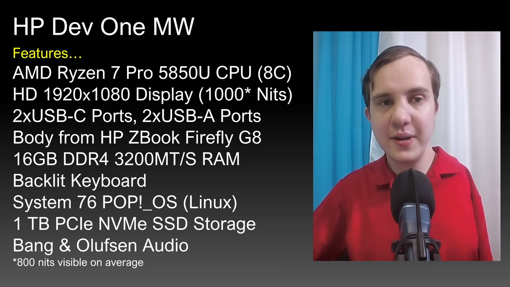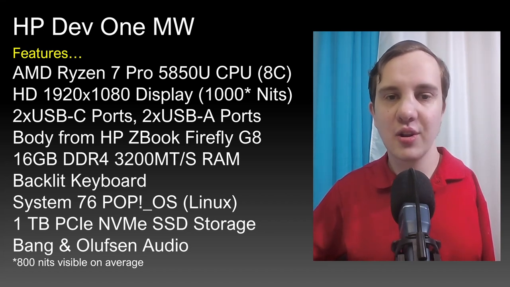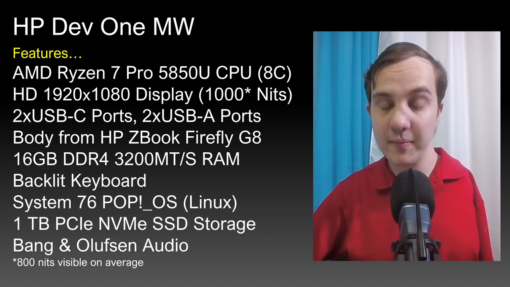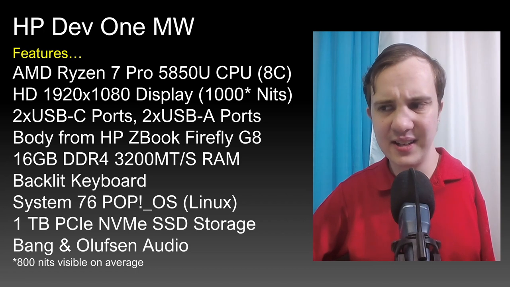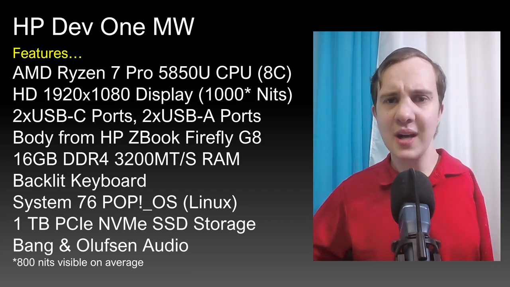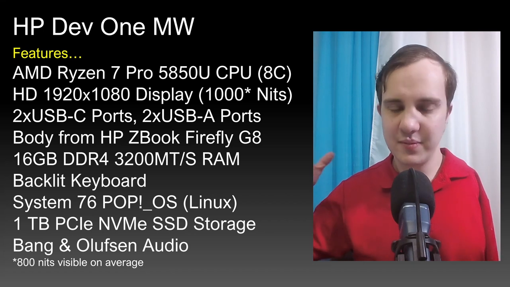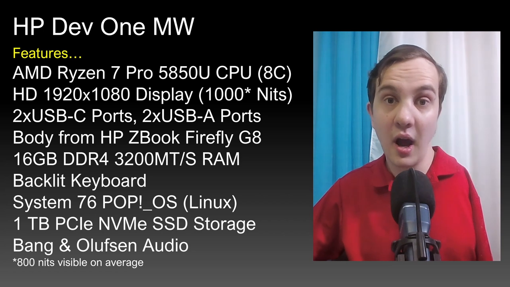So the HP ZBook Firefly 14 G8 that this device clearly uses the chassis for was quite a bit more expensive when it first launched. Like, a lot. I think it started at like $1,500 to $1,700. So how is it possible that this developer custom laptop is so cheap at $1,099?